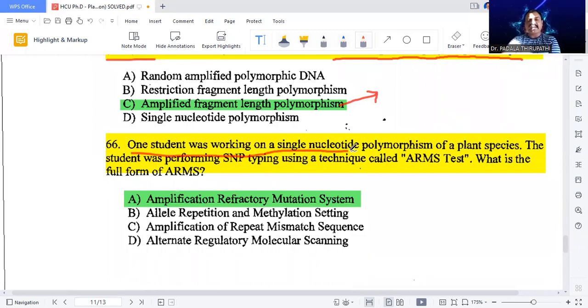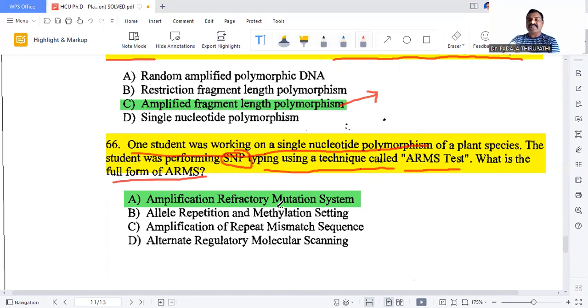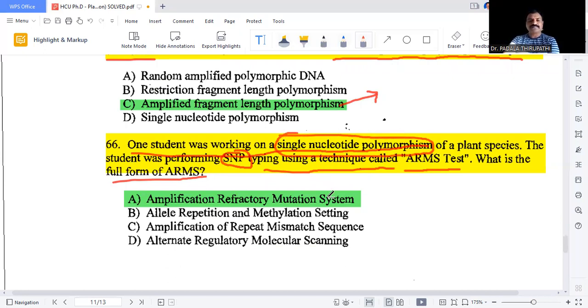Okay, the 66th question. One student was working on single nucleotide polymorphism in a plant species. The student was performing single nucleotide polymorphism, SNP, typing using a technique called the ARMS test. What is the full form of ARMS? ARMS means amplification refractory mutation system. So what is SNP? SNP means single nucleotide polymorphism.